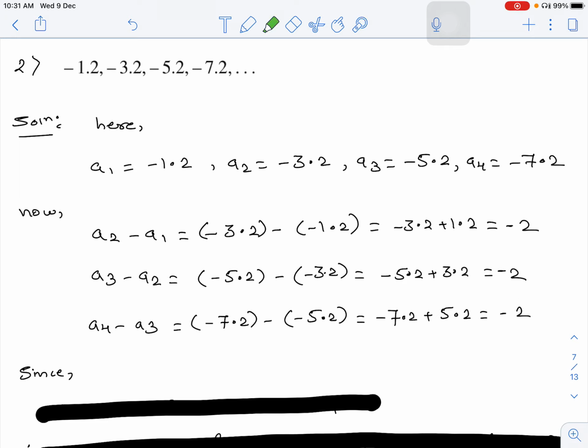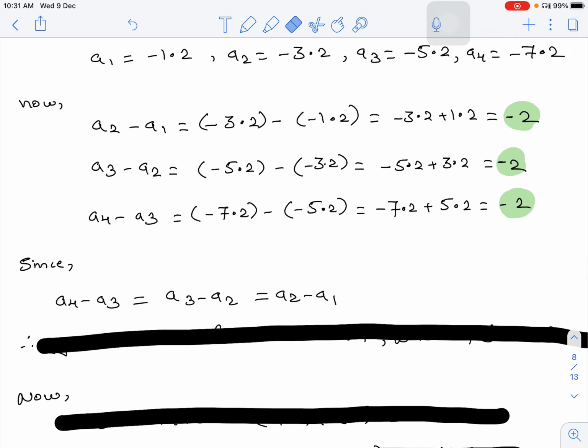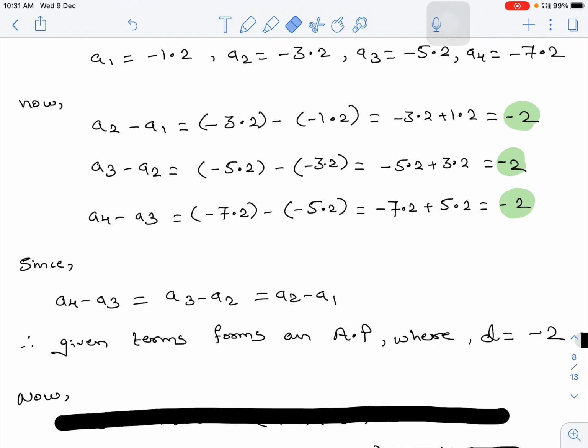Now if you look at this, the difference is every time the same, that is minus 2. So in the next step we can say that since A4 minus A3 is equal to A3 minus A2, which is equal to A2 minus A1, therefore the given list of numbers forms an AP, with the common difference D equal to minus 2.